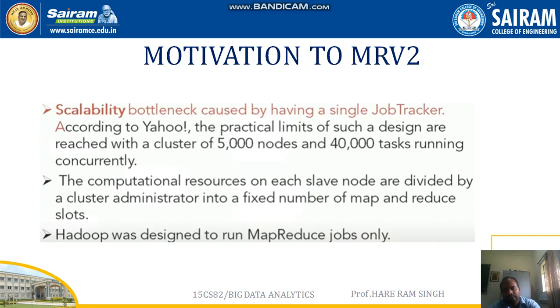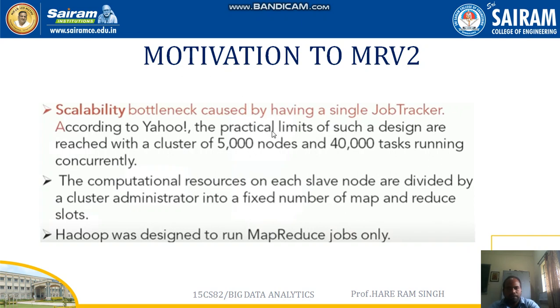What is the motivation behind MapReduce version 2? What caused the introduction of MapReduce version 2? First of all, the scalability bottleneck problem. What problem is it? The scalability bottleneck caused by having a single job tracker.